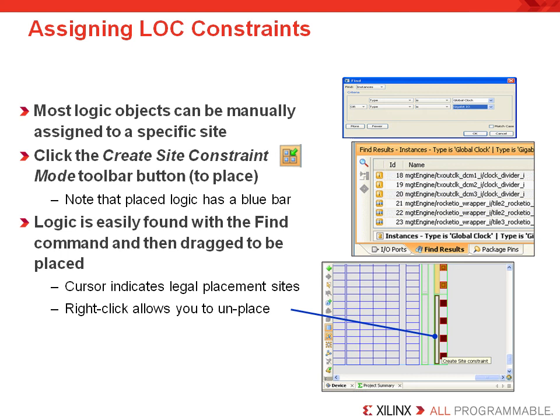When you assign LOC constraints to primitives, no DRC is performed. This means that you can accidentally break carry chains and other design rules. Be aware of any placement restrictions when you are assigning LOCs to primitives. You can place a leaf-level primitive instance into a specific device resource site by dragging it from the netlist tree and dropping it onto a specific site.